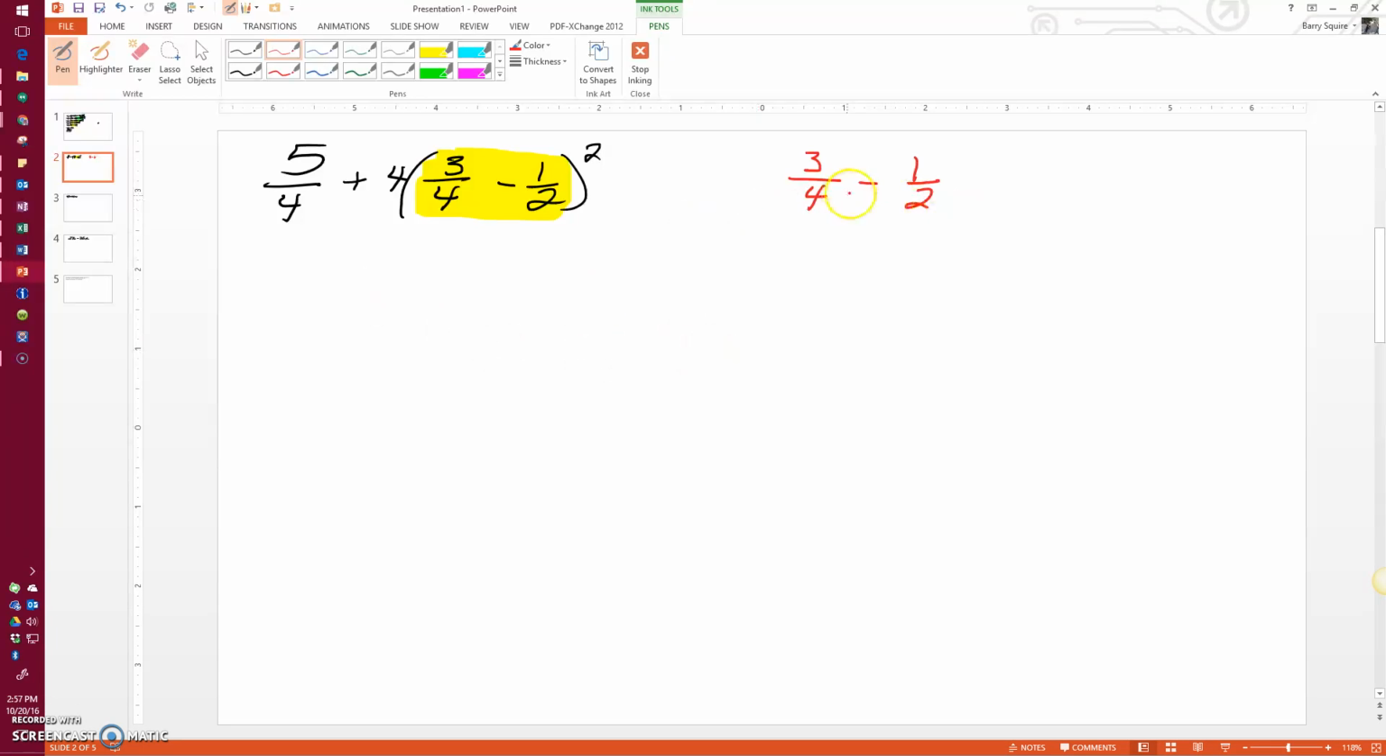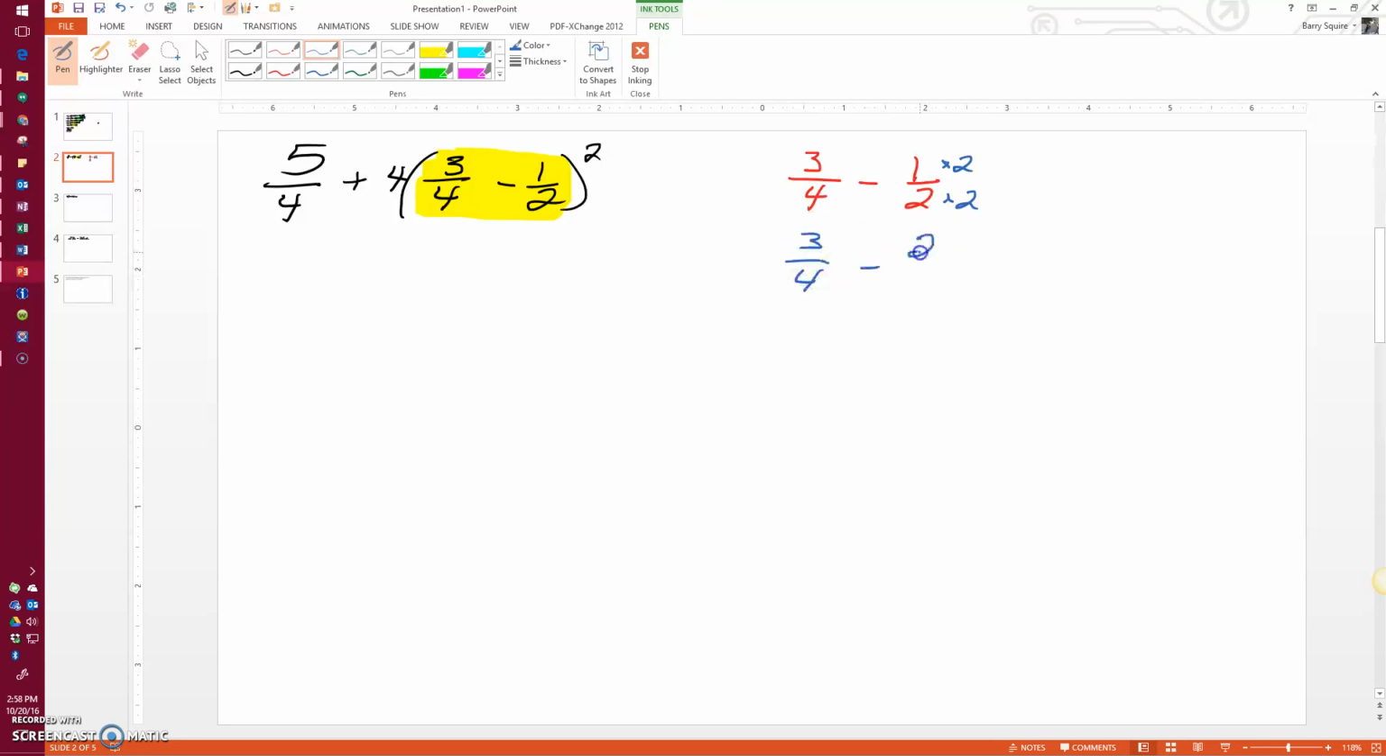Well, we can't take this 4 down to a 2 because 3 is not divisible by 2. But what we could do is multiply this 2 by 2 and multiply this 1 by 2, because whatever you do on the bottom, you have to do on the top. And 2 times 2 here would give us 4. So then we would have a common denominator.